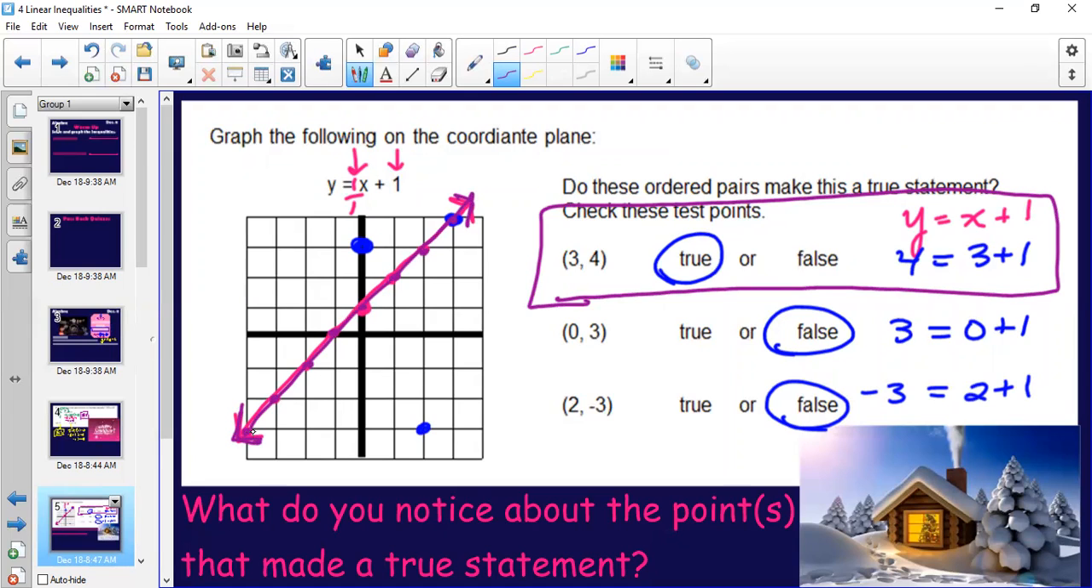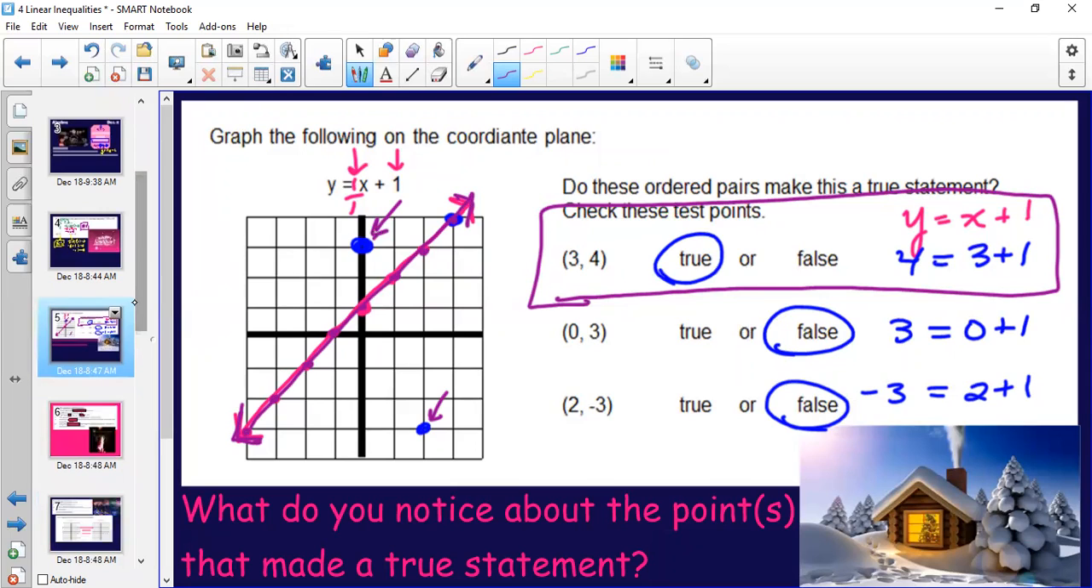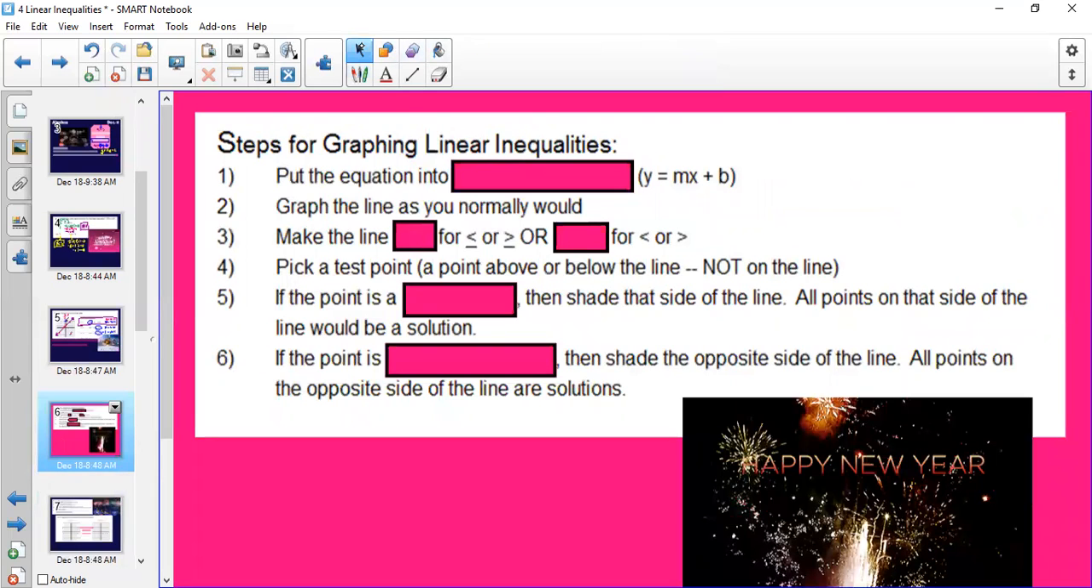But that doesn't mean every point makes it true, because we just saw 2 points that did not work. It has to be points that occur on this line. Okay, so keep that in mind, because on inequalities, we're going to have a line, but we're going to have some other points as well. So kind of foreshadowing here. Let's first start with our steps.